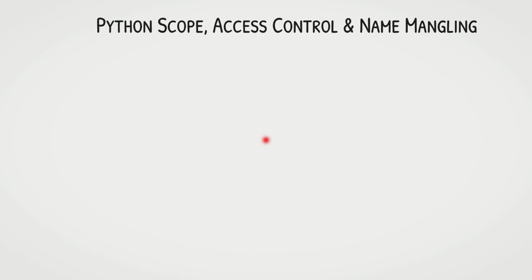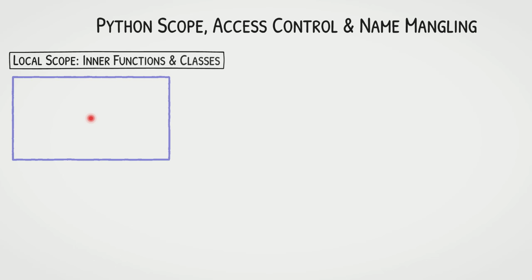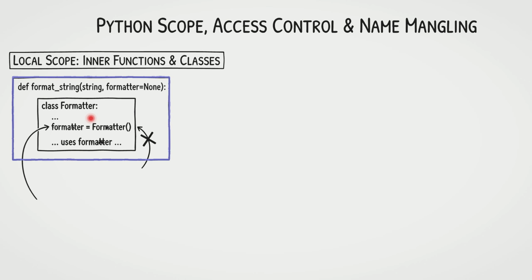Let's explore how Python manages the visibility and execution of classes and functions within specific scopes. To start, let's look at the left side of our board. Consider this format string function. It's designed to accept a string and an optional formatter object to apply specific formatting rules. But what happens if a user doesn't provide a formatter?